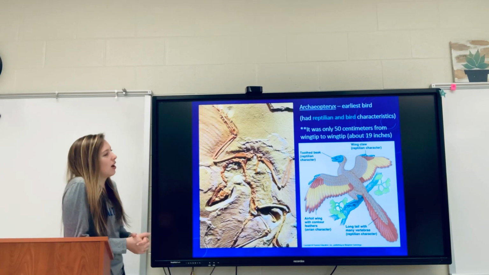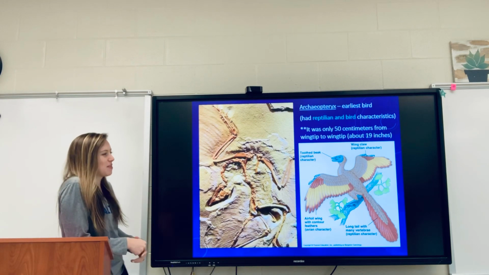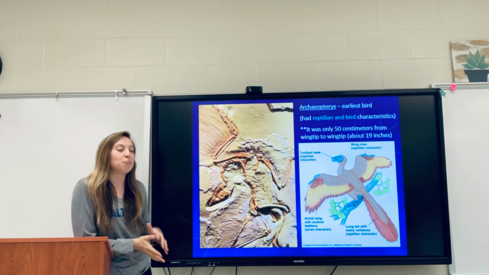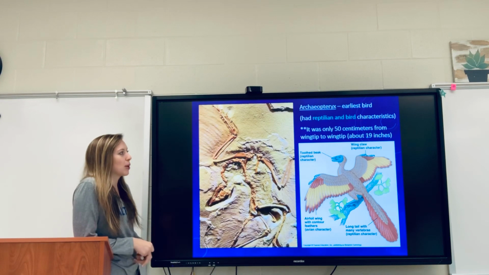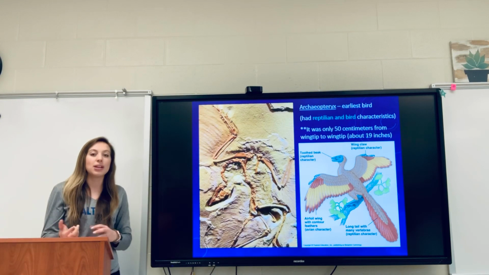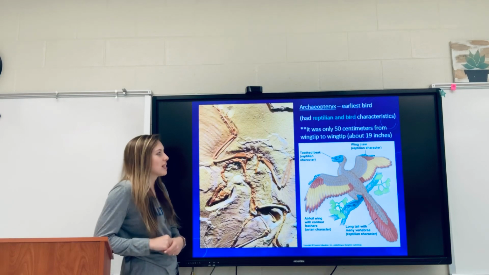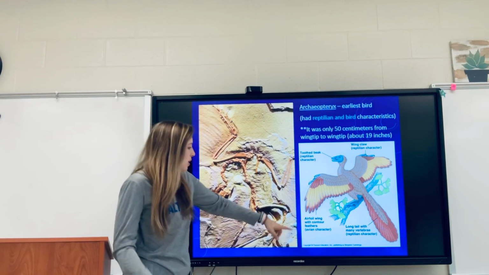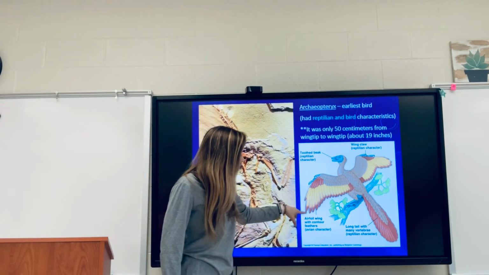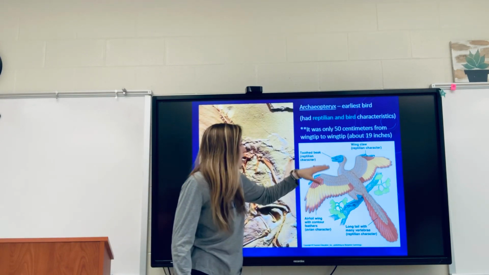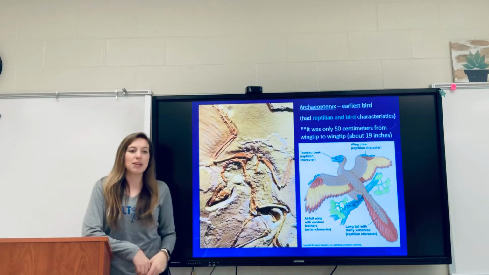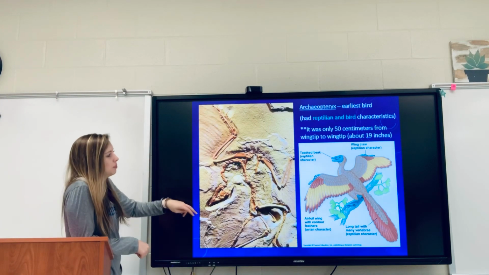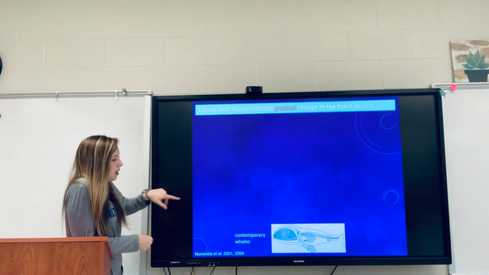So the Archaeopteryx, I always have to think about that before I say it, is the earliest known bird. The thing that's weird about this bird is that it had reptilian and bird characteristics. It was only 50 centimeters from wingtip to wingtip, but you look here and you can see this is a bird characteristic, this is a reptile characteristic. So it's kind of like the mix in between those two, reptile and bird.